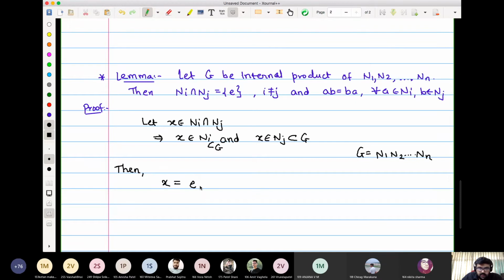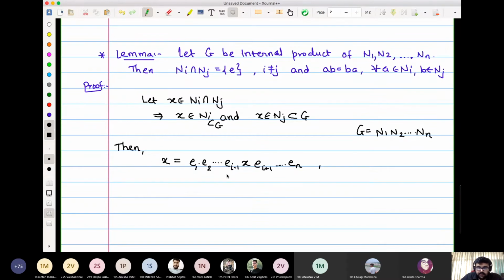E1, E2, up to E(i minus 1), then x, and then E(i plus 1) up to En, where x belongs to Ni, a subset of G. This implies x can be written like this. What is Ei? Ei is nothing but the identity. But why do I write Ei? Because they are all the identity of G. They are not different, it is the same. But why have I written E1, E2 and so on?